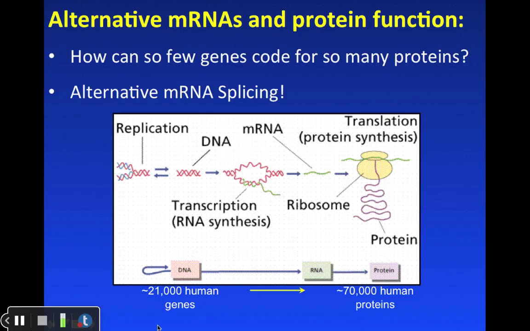But what's interesting, if you look at humans, we have 21,000 or so genes, but we can produce lots more proteins. So the question is, how can so few genes code for so many proteins? Well, it turns out that there's this process called alternative mRNA splicing, which essentially, as we'll see, results in the phenomenon whereby a single gene can produce a single pre-messenger RNA, but that then can be used to produce multiple different proteins.